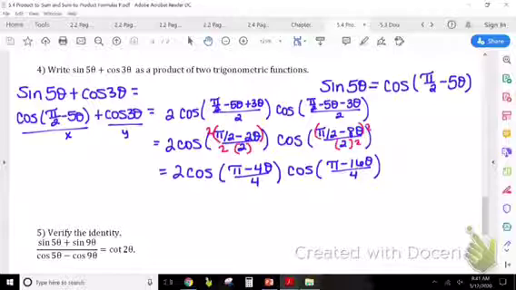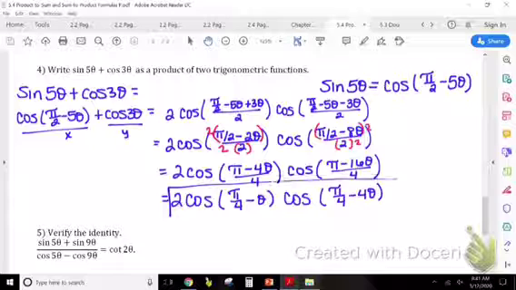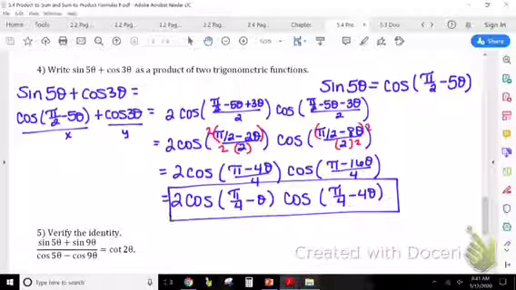And then if we wanted to, we could separate what's in the parentheses. So we'd have pi over 4, and it'd be minus 4 theta over 4, which is just minus theta. And then cosine, again, pi over 4 minus 16 theta over 4, which would be minus 4 theta. And that's as far as we can simplify that.